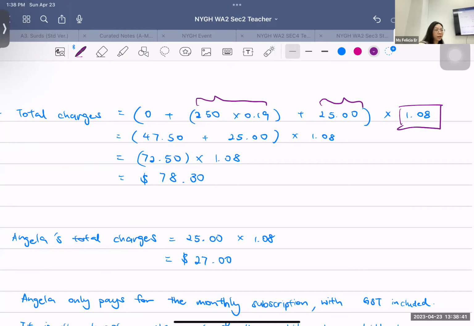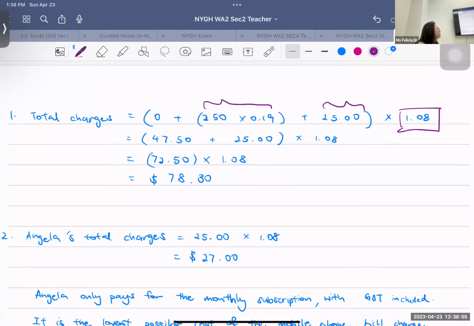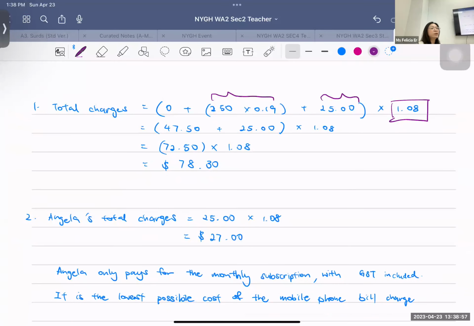Can you guys see that? Actually, if you manage to get $78.30, it should be more or less correct already because it's a proof question. So if you get it, you get it. So far, is this question all right? Just remember to add the GST appropriately. You have to multiply all the costs by the GST, not just the next 250 minutes, not just the first 300 minutes. You have to multiply it throughout.